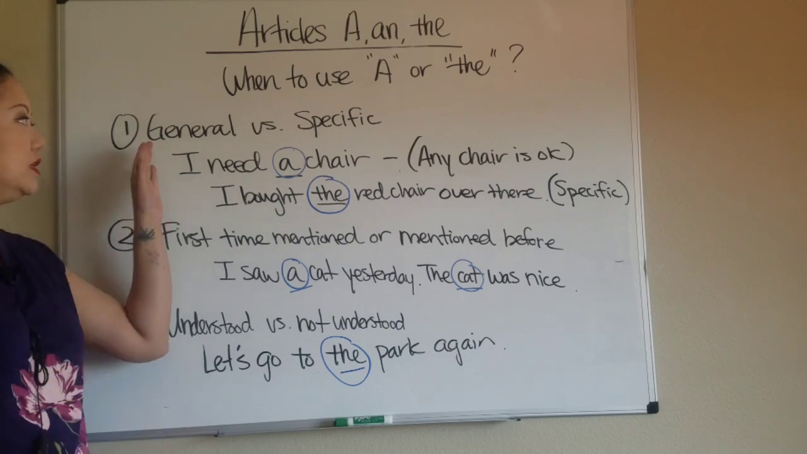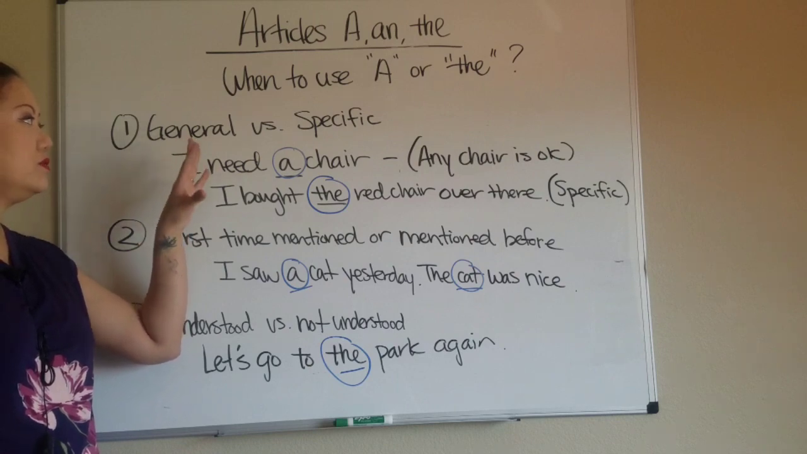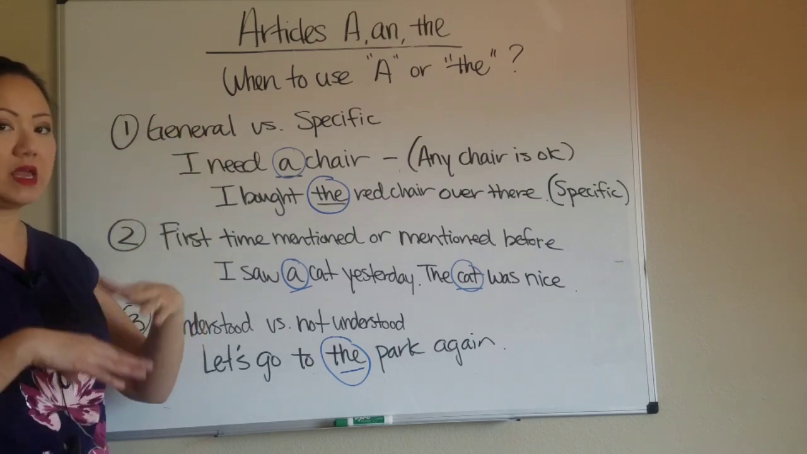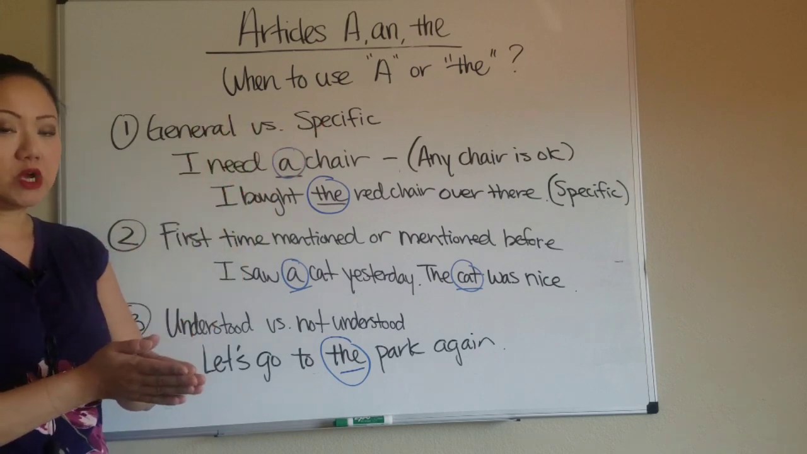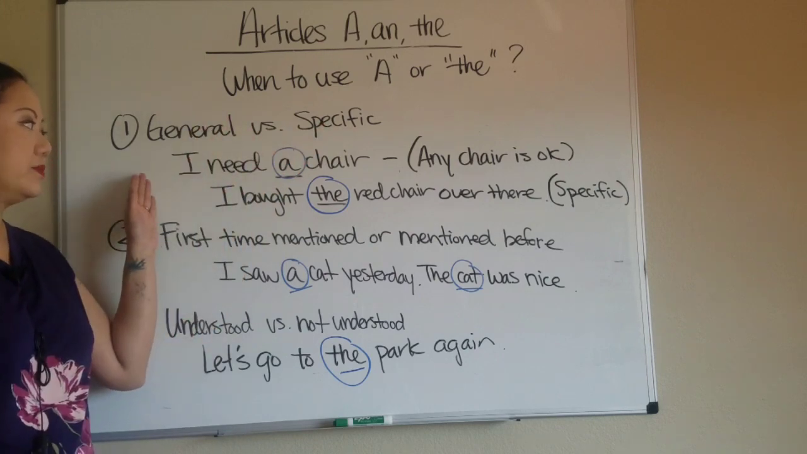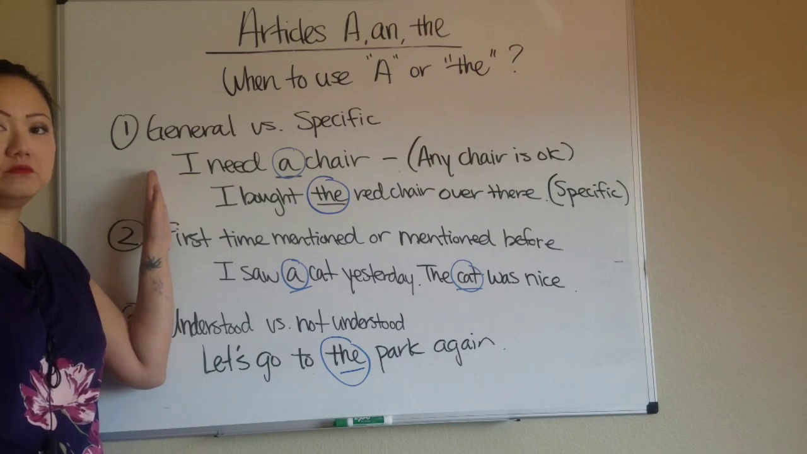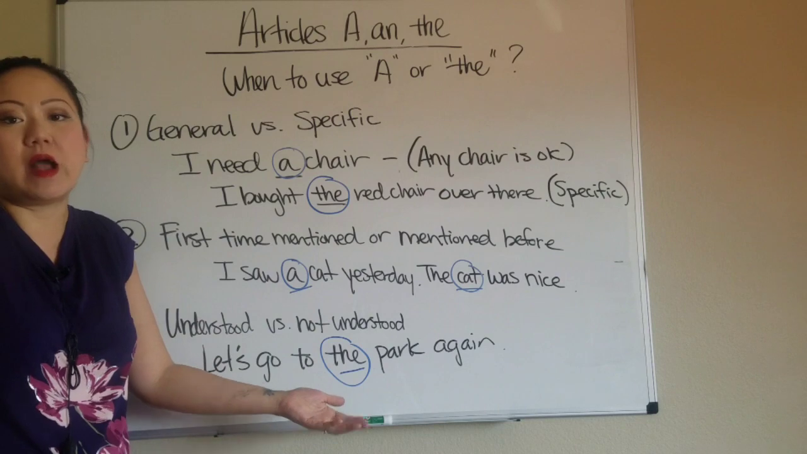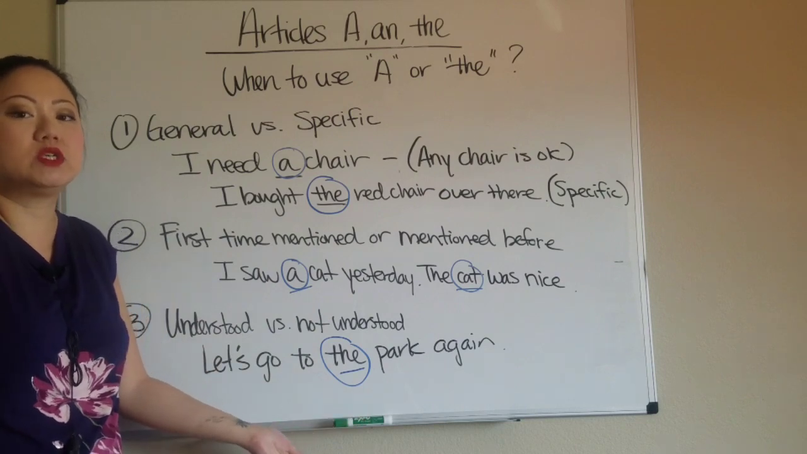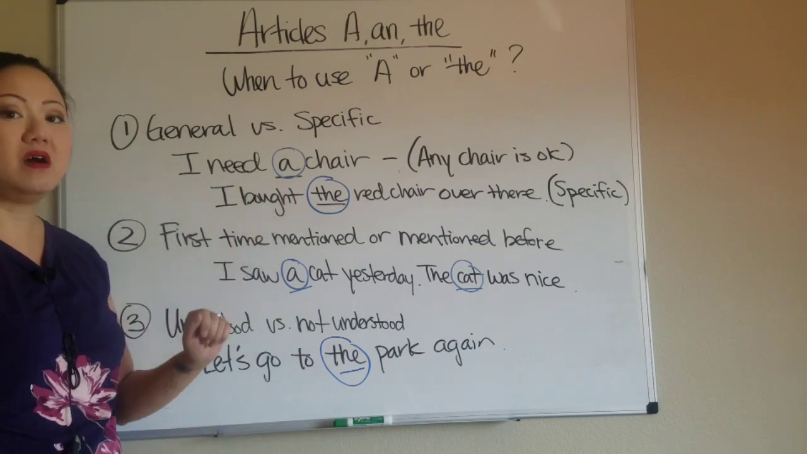First situation is you need to consider if the noun you're talking about is a general noun, any noun, or specific, one specific item you're talking about. So here's an example. I can say, I need a chair. When I say that, I mean, any chair is okay. Just give me a chair. I want to sit down. It doesn't matter to me which chair. So we're going to use a.